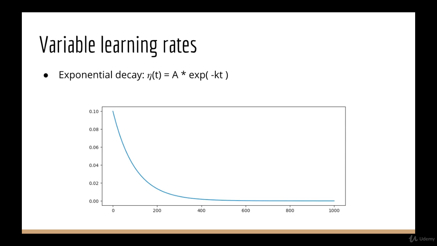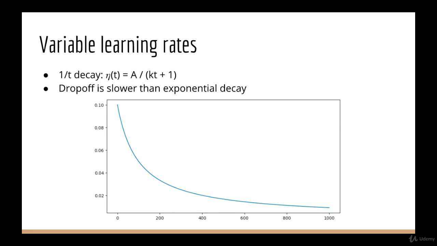The second method is called exponential decay. In this method, the learning rate follows an exponential curve. The third method is for the learning rate to decay proportionally to 1/t. You can control how fast or slow the learning rate decays by changing the proportionality constant. Notice how the drop-off is slower than exponential decay.